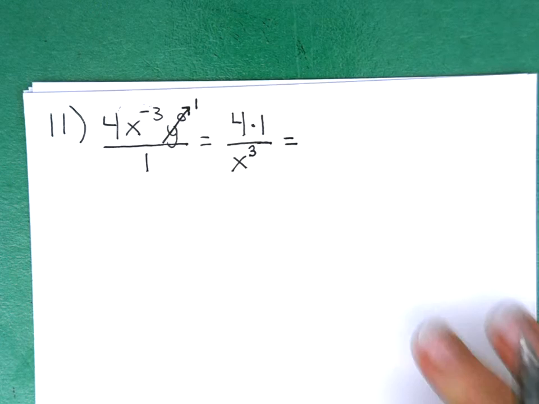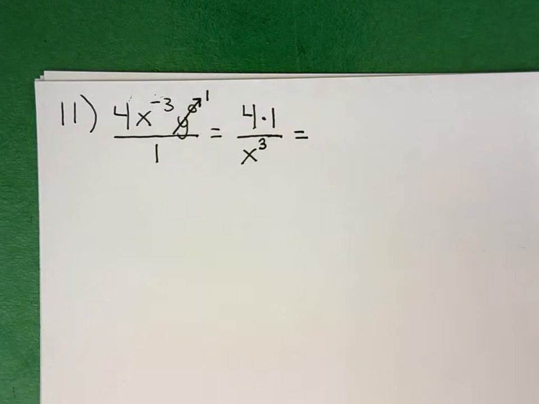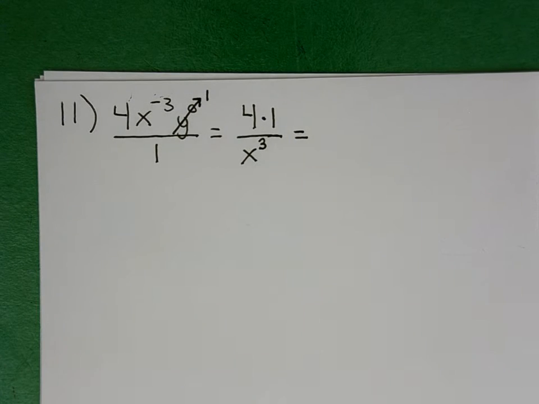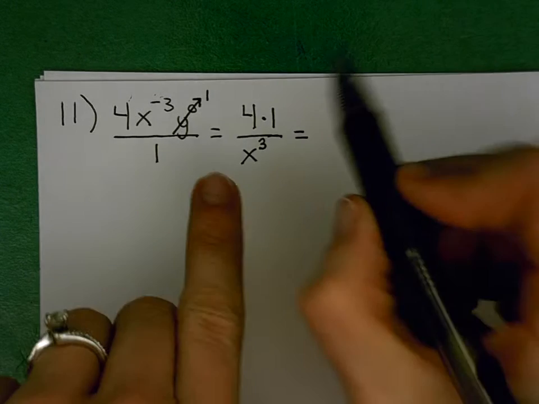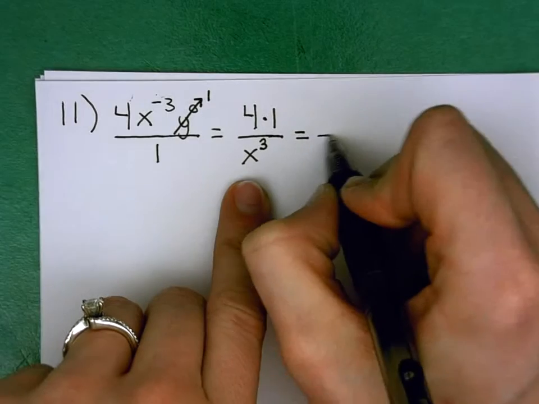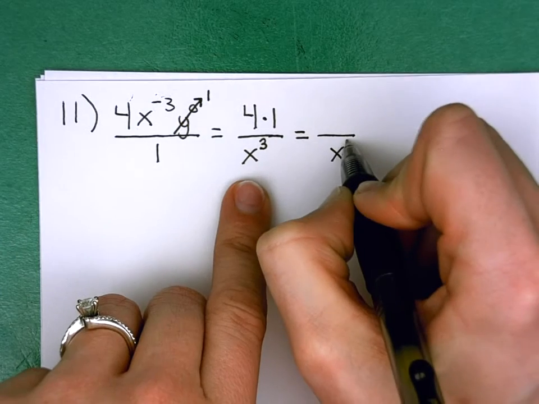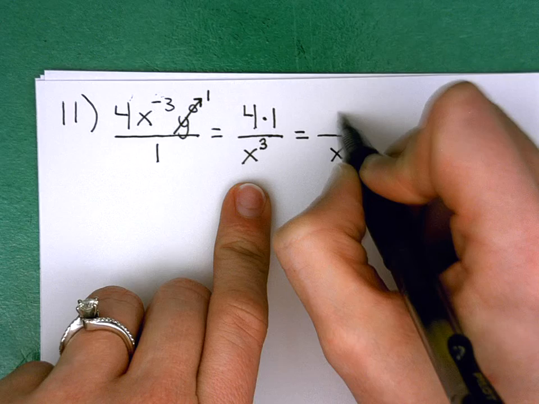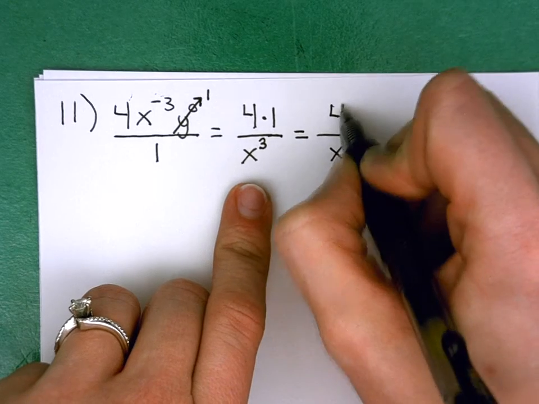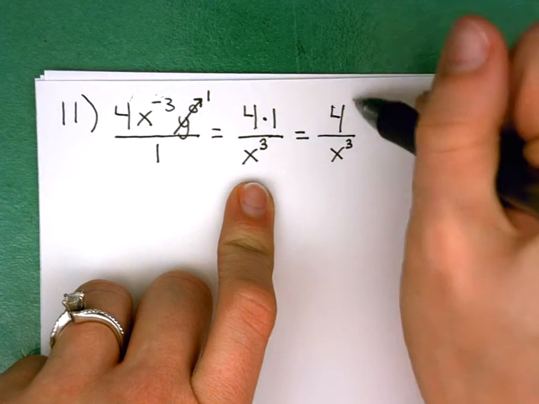So my last step is just going to be to look, do I have any other steps that would require simplification or combining like terms, something along those lines. And I notice here that while there are no other x's, so I'm good to leave x cubed in the denominator, 4 times 1 can be simplified to just 4. And that is my answer.